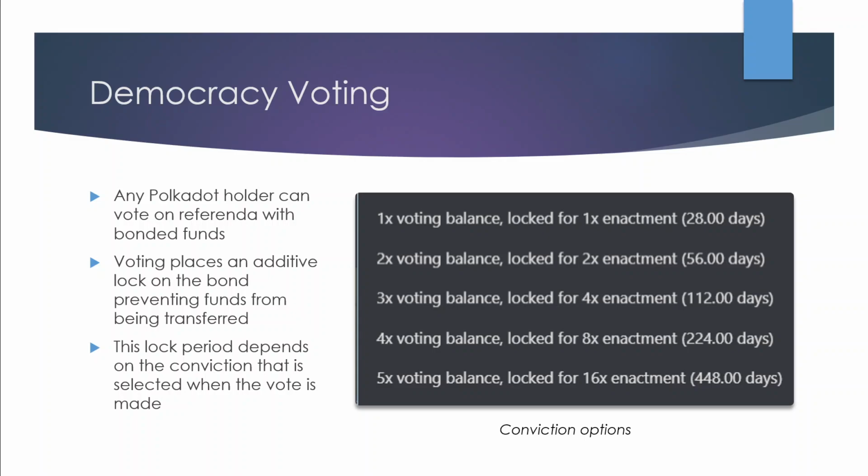So if we look at the image to the right, we will see the different convictions, and this conviction really multiplies your vote, or makes your vote larger or more potent. The trade-off is that your funds will be locked for longer. So that means you can't transfer it out. The options are pretty obvious from the image, but there's one that's not displayed, 0.1x, and there is no lockup period if that is selected.